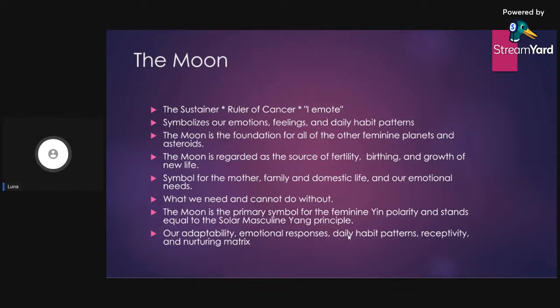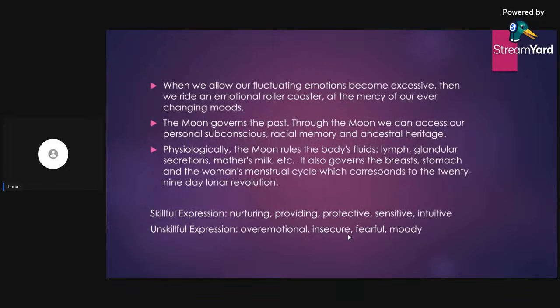Traditional concepts associated with the moon are adaptability, emotional responses, daily habit patterns, receptivity, and nurturing matrix, based upon the principle that the moon reflects the light of the sun. In the moon's monthly lunation cycle, each evening we see a different face of her phases as she reflects varying amounts of light. Our lunar nature makes us sensitive to the changing conditions of our environment, thereby enabling us to continually adjust our way of relating to the outer world.